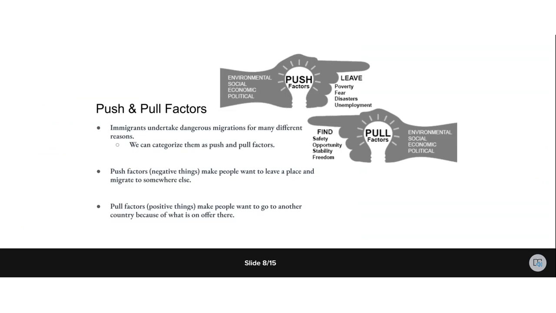And as we mentioned briefly yesterday, people move for a lot of different reasons. They're pushed out of their countries for environmental issues, social issues, economic issues, political issues, and this could be poverty, this could be fear of dictatorship, this could be natural disaster or lack of jobs, and they tend to move towards places because they have the opposite issues than their previous country. They could be a safe country. They could have lots of opportunities or economic stability, or maybe just more freedom in general.